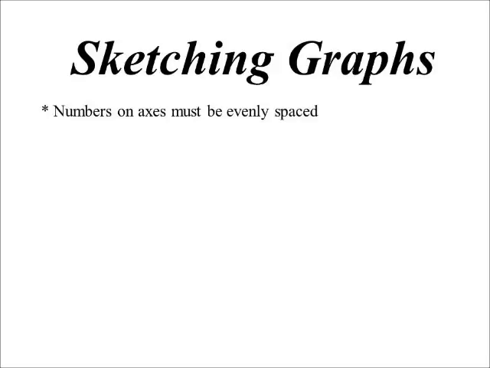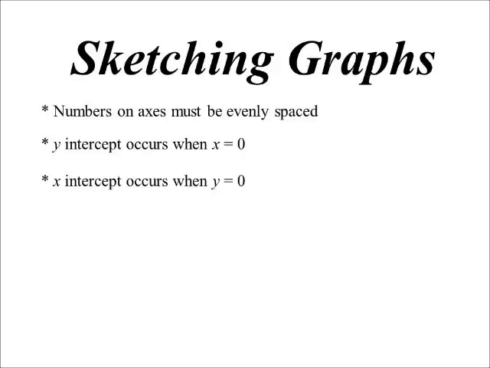I mean, the rules are all the same. Your numbers on your axes should be evenly spaced. In other words, a consistent scale. We know y-intercept always occurs when x equals 0. And x-intercepts will always occur when y equals 0. The y-intercept, very easy to find. Just substituting 0. X-intercepts aren't necessarily easy to find. It depends on the function.